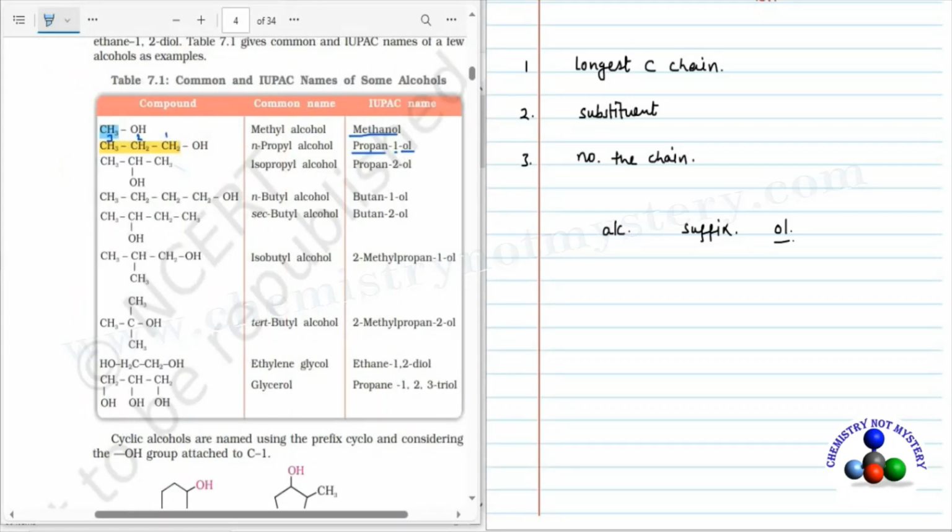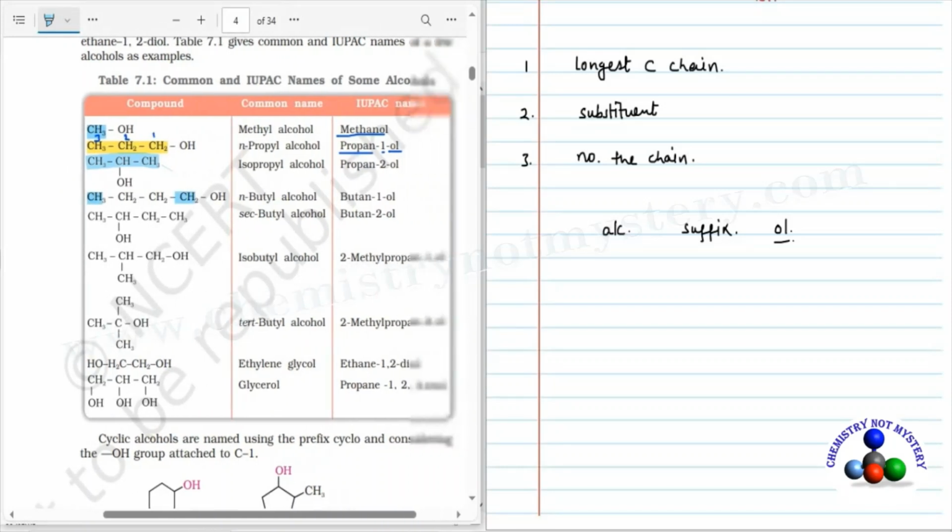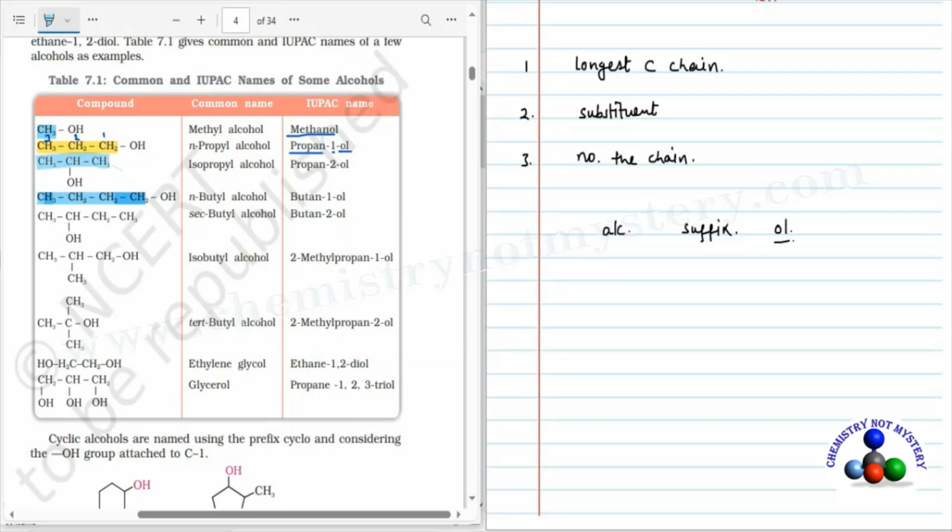Now come to the next example. Here first of all select the longest carbon chain. So here it is a 3 carbon long chain and OH is bonded to the second carbon. So the name of this molecule will be propan-2-ol. Now come to the next example. Here the longest carbon chain is 4 carbon long. So the name of this molecule will be butan-1-ol. Now come to the next example. Here again the chain is 4 carbon long and the OH group is bonded to the second carbon. So the name of this molecule will be butan-2-ol.